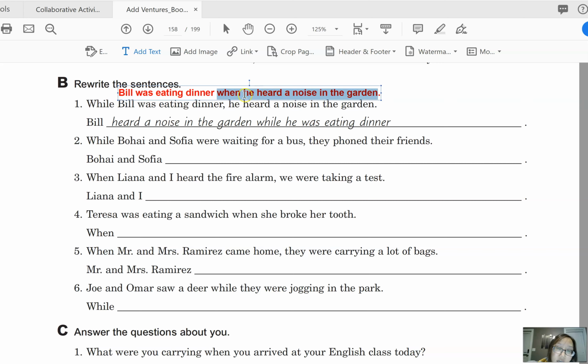Well, actually, it's not necessary. You can keep it he. When he heard a noise in the garden, Bill was eating dinner, because Bill was eating dinner is the main clause. So usually we put the main subject in the main clause and the pronoun subject in the dependent clause. But don't worry about that too much. It's confusing. So you can just put the name in the first part of the sentence. That's easier to remember. Okay, so pause the video and continue when you're finished.